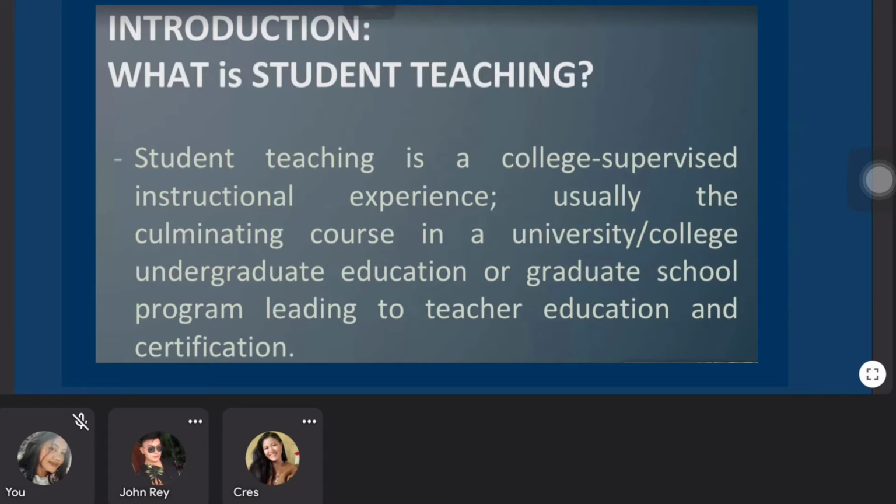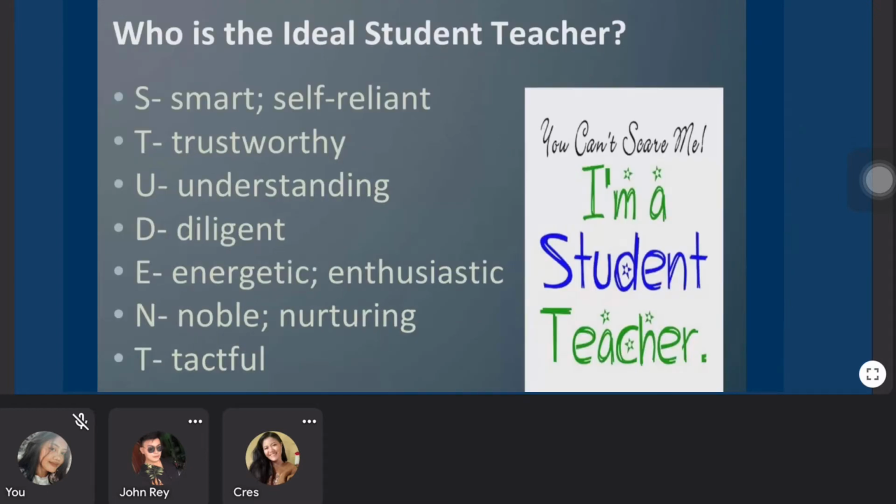What is student teaching? So, student teaching is a college supervised instructional experience, usually the culminating course in a university or college, undergraduate education, or graduate school program leading to teacher education and certification. So, basically, student teaching is the last process in order to become a teacher and getting a certification, right? Who is the ideal student teacher?